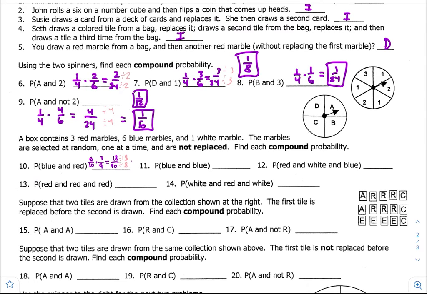And 18 divided by 18 is 1. 90 divided by 18, you guys, is 5, so 1/5.